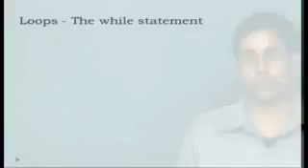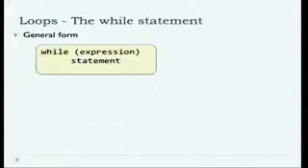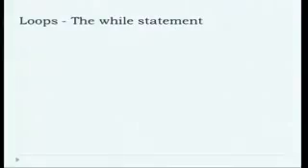In this session, we will look at loops in the C programming language, and we will start with a very basic kind of loop, which is known as the while statement. The general form of a while statement is similar to that of an if, which is that there is an expression and you say while that expression, then do the statement.